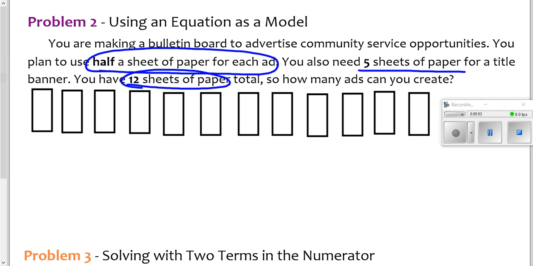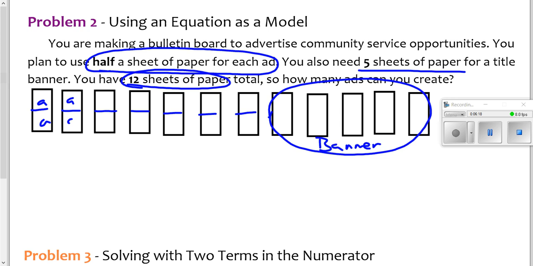5 of these pages right here I'm going to use for my banner, okay? The other sheets I'm going to use for my ads, but on each of these pages I can get half an ad, or put an ad on the top and an ad on the bottom. So that means I've got 7 pieces of paper left. If I put an ad in each half, then how many ads do I have? I think I'm going to get 14, okay?